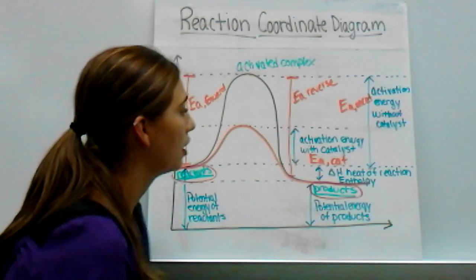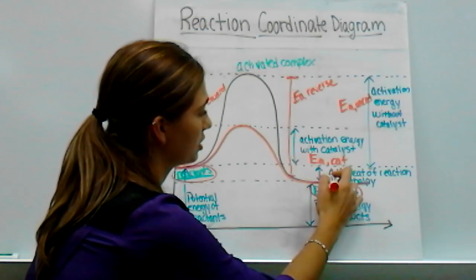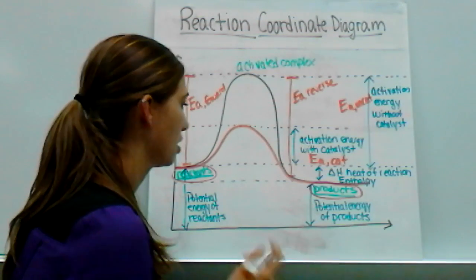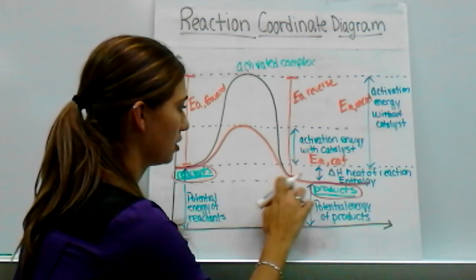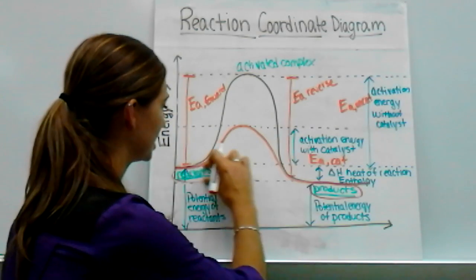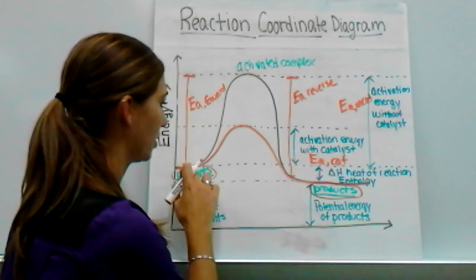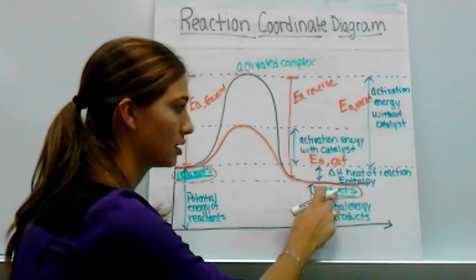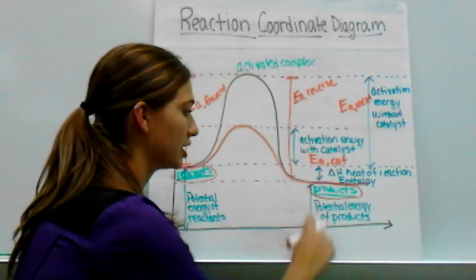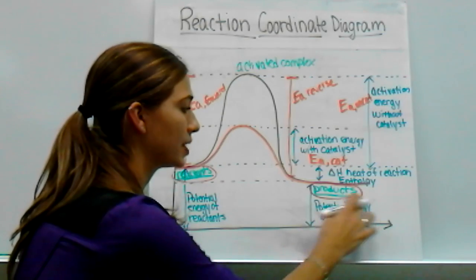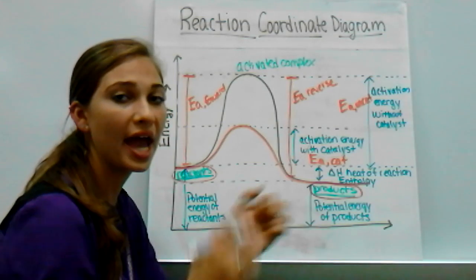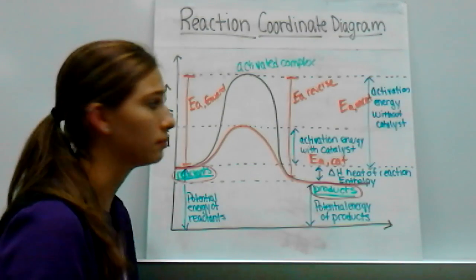All right? So here we see change in H, which is the heat of the reaction, which I already told you was enthalpy. If we look at these dotted lines here, we can see that this space right here is the difference in energy from the reactants to the products. That is known as the heat of the reaction. Okay? If we look at this arrow right here, this tells us the potential energy of the products. So how much energy these products have after the reaction has been completed.